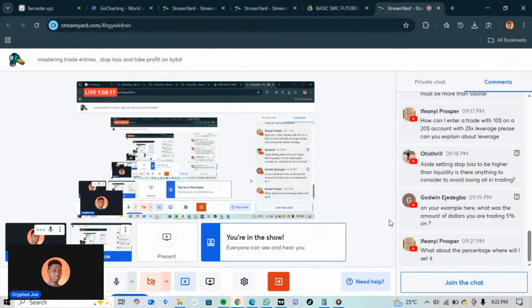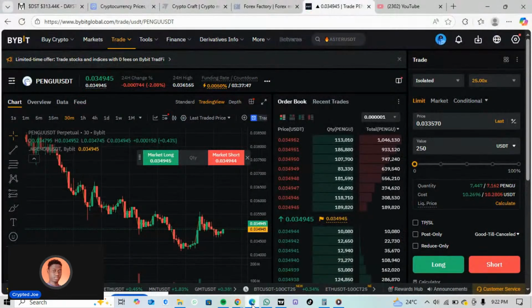Okay. Aside from setting stop loss to be higher than liquidation price, is there anything to consider to avoid losing all in trading? No. Just make sure that there's a gap between your stop loss price and your liquidation price. Basically, in a long trade, your stop loss should be higher. In a short trade, your stop loss should be lower, because if it goes against you, it's the opposite direction.